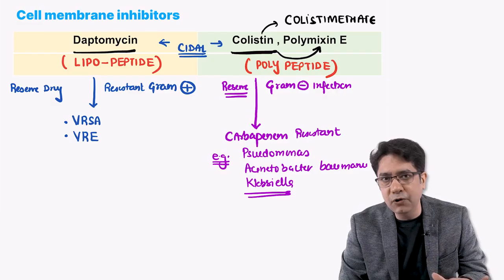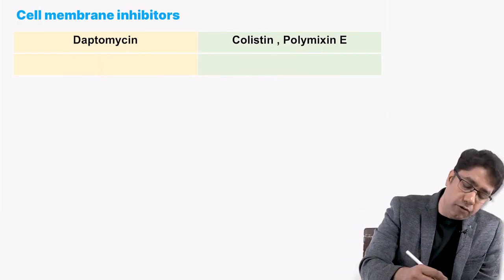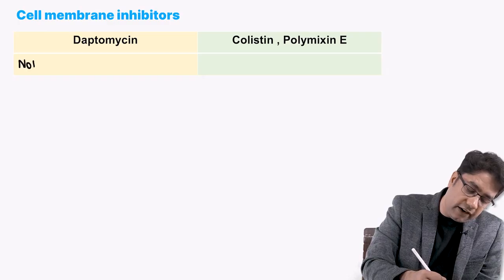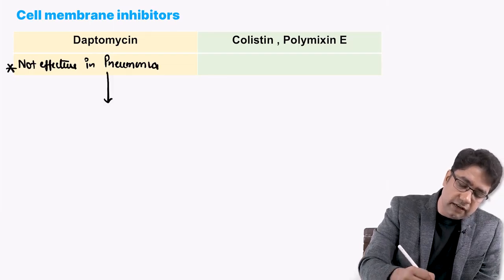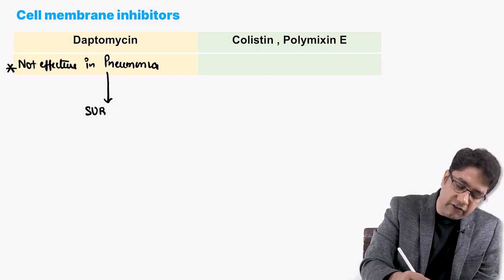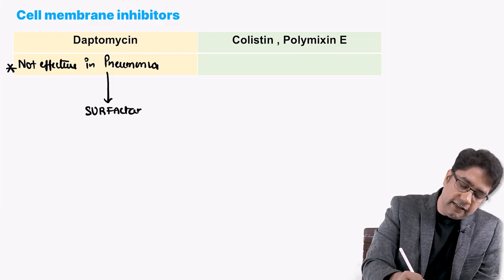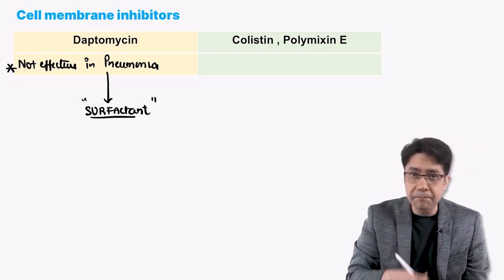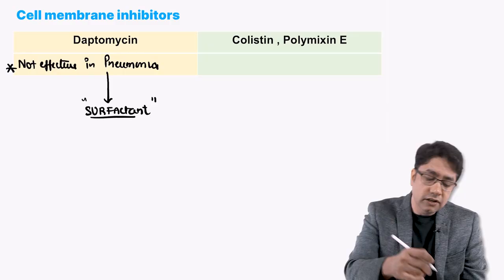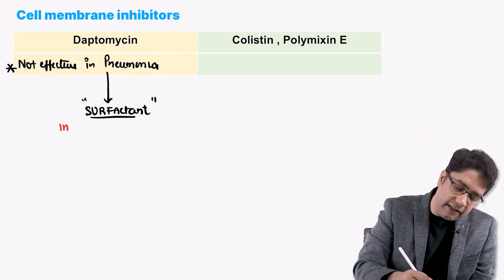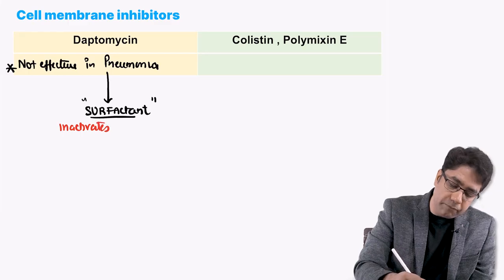But there is a point to be noted that this daptomycin is not effective in pneumonias. Why is it not effective in pneumonia? Because in our lungs, we all know there is surfactant. Surfactant is a lipid molecule, and a lipid molecule can neutralize or inactivate lipopeptide. So because surfactant inactivates or degrades daptomycin, it is not effective in pneumonia.